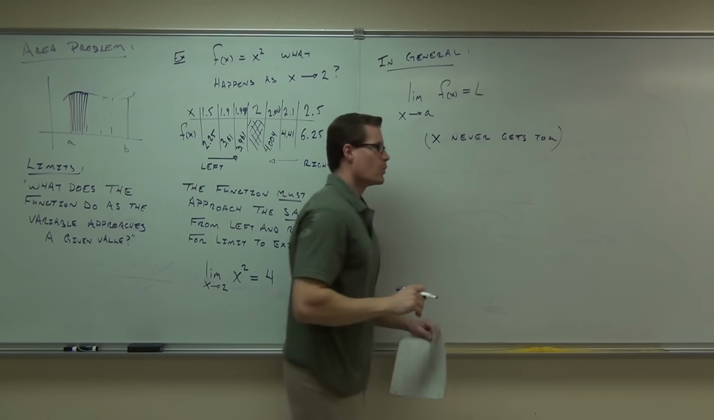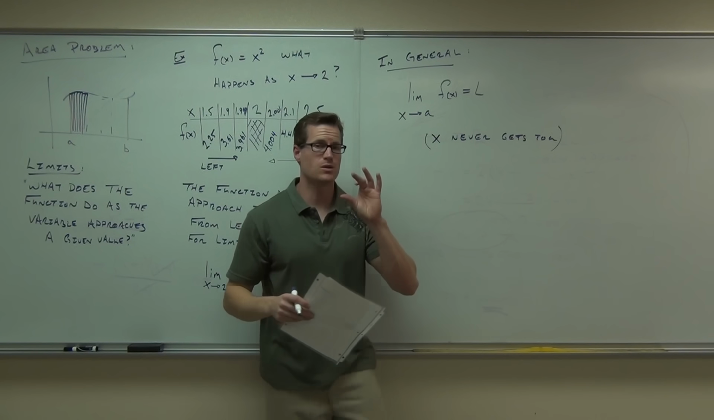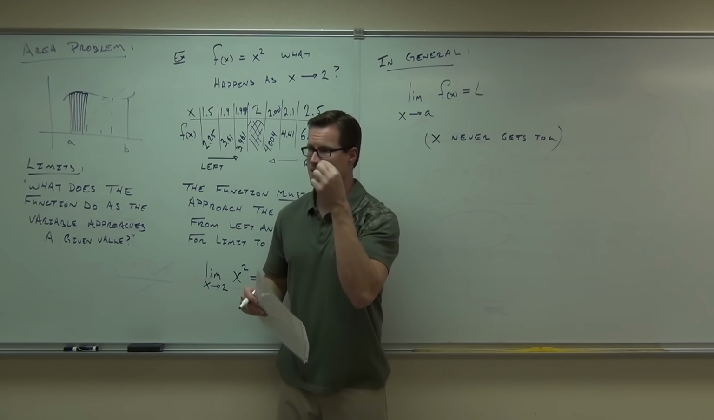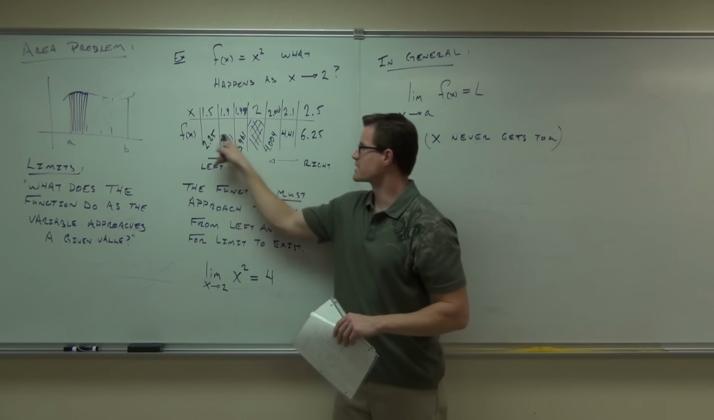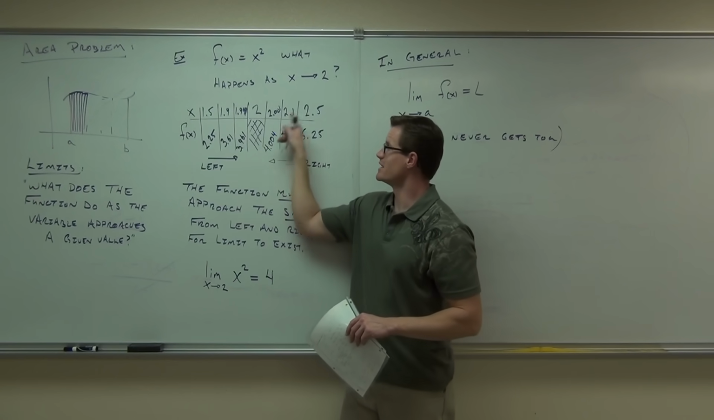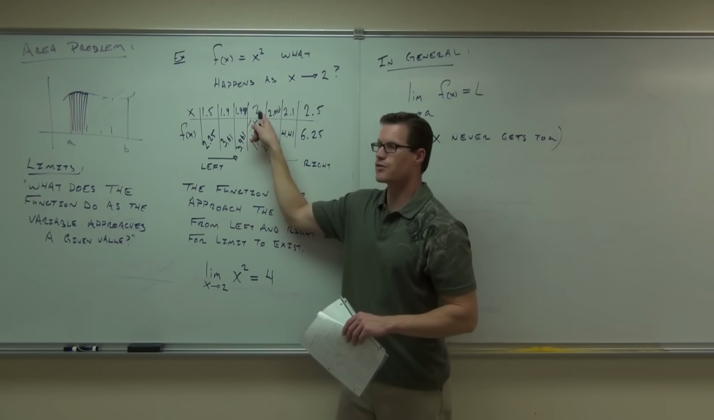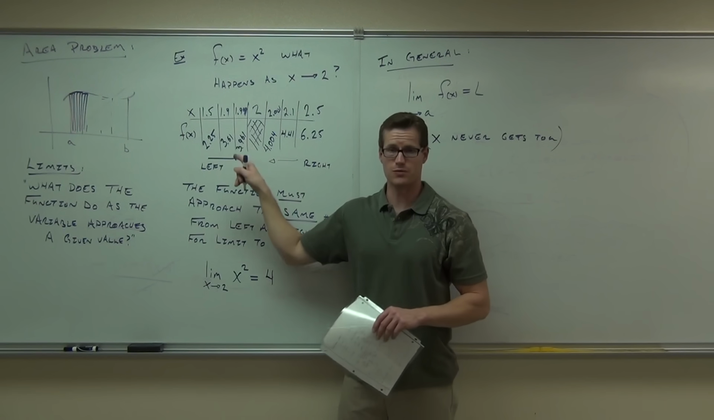X never gets to a. We just care about what's happening to the value of the function as x is getting really close to a from both sides. Up here on the board, what's happening to the function as x is getting really, really close to a from both sides? It's getting really, really close to 4. That's the idea of a limit.